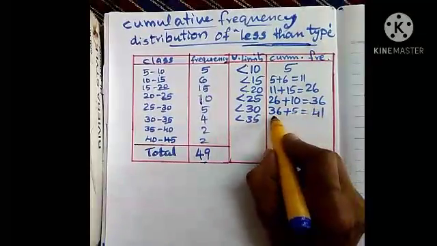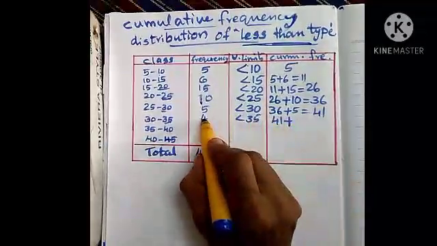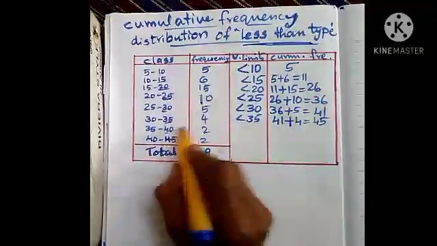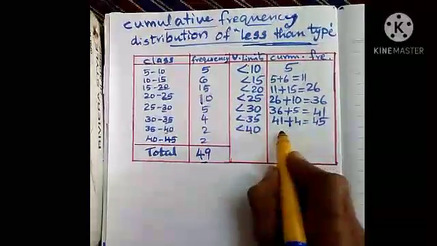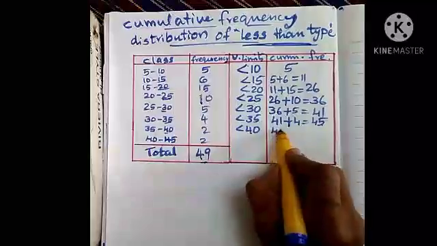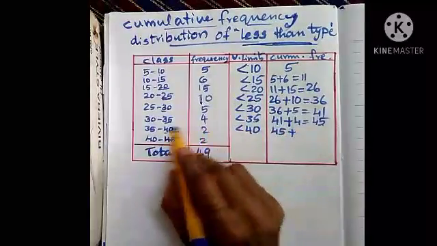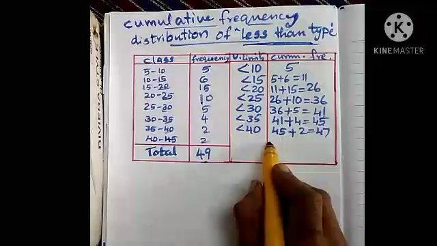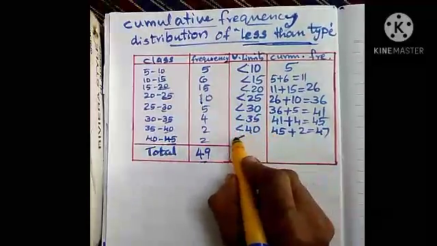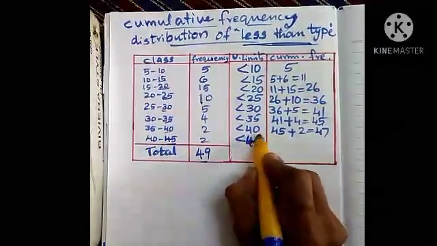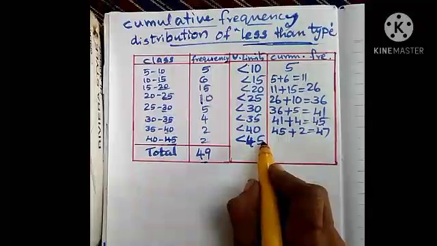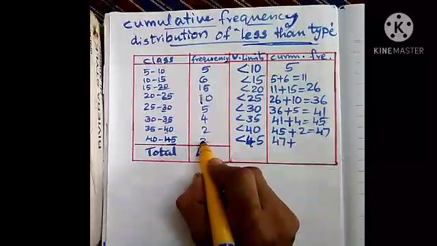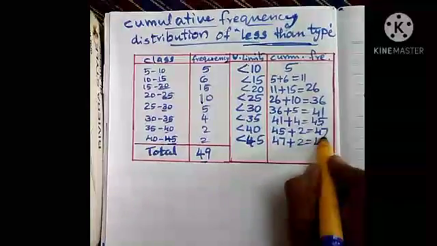Then less than the next upper limit 35. Less than 35 means 41 plus 4. That is 45. Next less than 40. Here it is 45 plus the frequency here, which is 2. That is 47. Next, the last column. Here it is less than 45. Less than 45 means here it is 47 plus, what's the frequency here? 2. So that is 49.